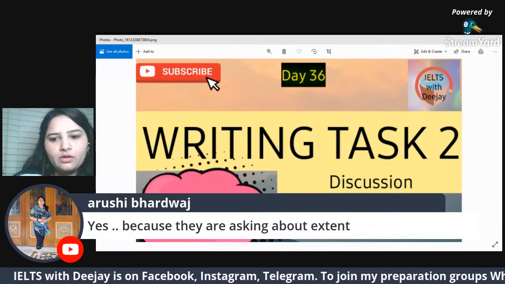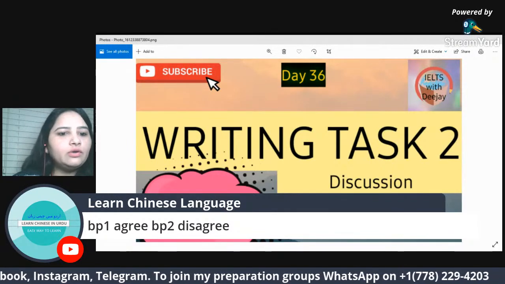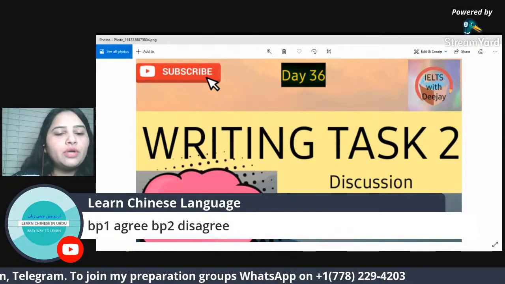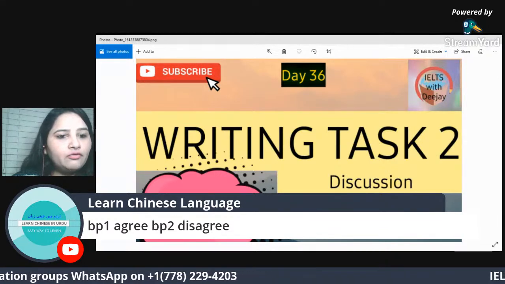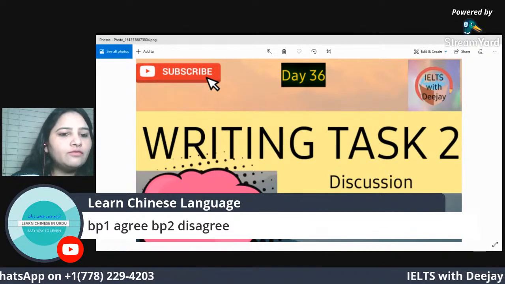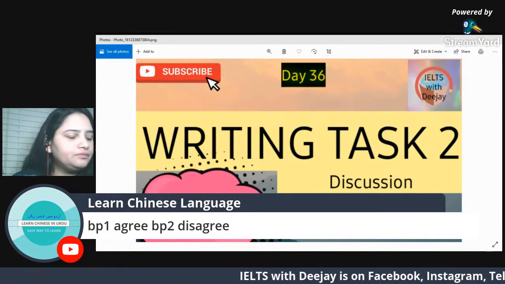Okay. BP1 agree, BP2 disagree. Yes, this is what you can do when you're going for the partial agreement. In BP1, you will write the agreement, your main idea for agreement, and how you have to justify it. Then you will write the disagreement in BP2.